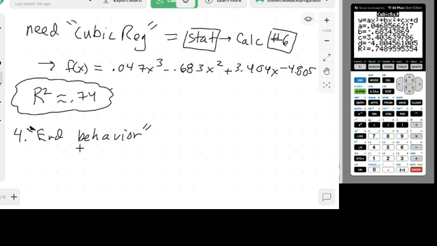All right. Now, the end behavior is what happens when, so this is what the graph looks like.